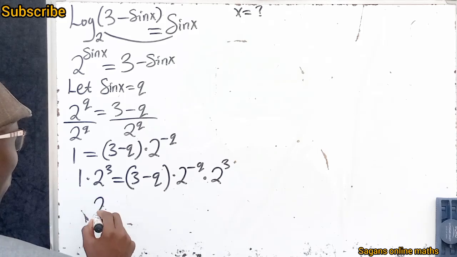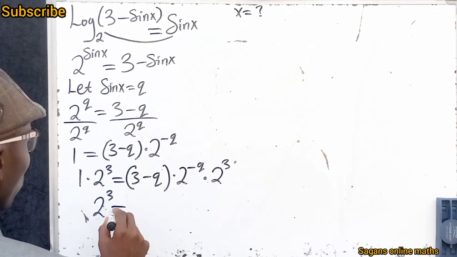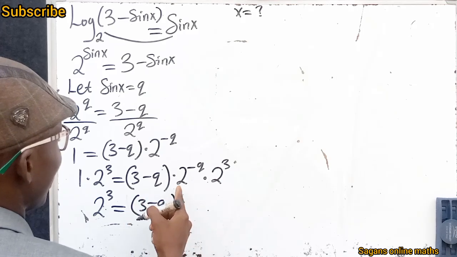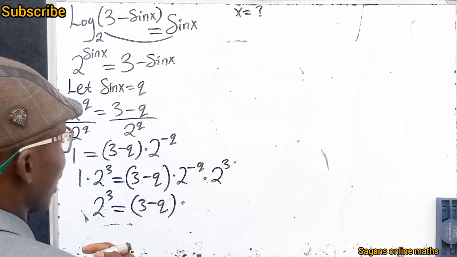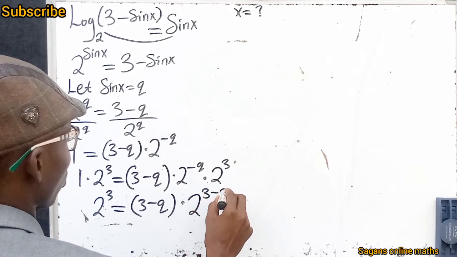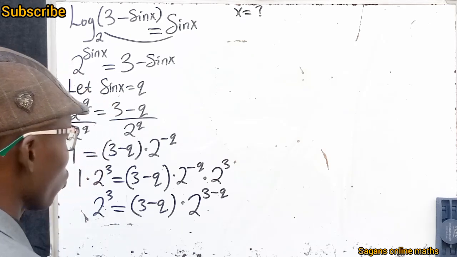Now this will give us 2 raised to the power of 3, because 1 multiplied by this is 2 raised to the power of 3, equals 3 minus q, multiplied by, since the bases are the same, let's take a single base and add the index. So this now becomes 2 raised to the power of 3 minus q, by adding the index. Wow, this is amazing. This is what we are looking for.